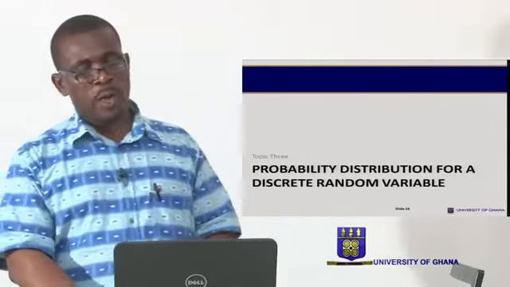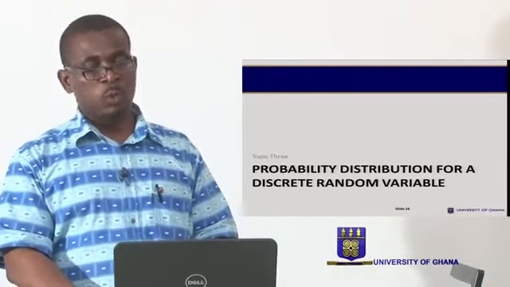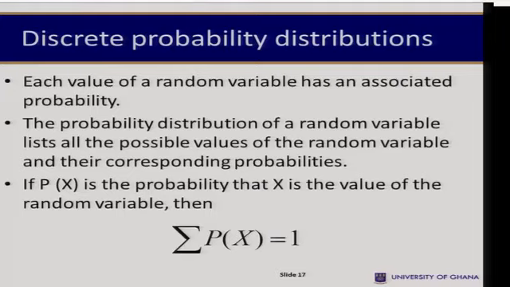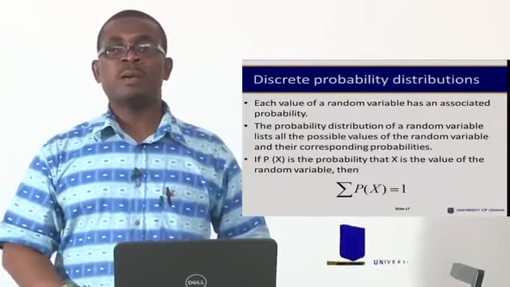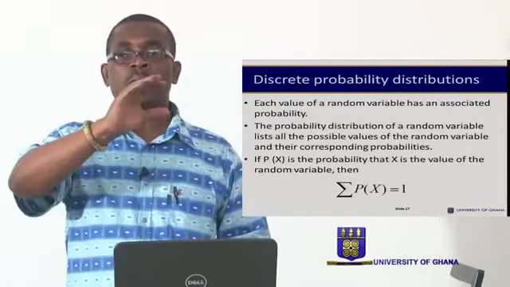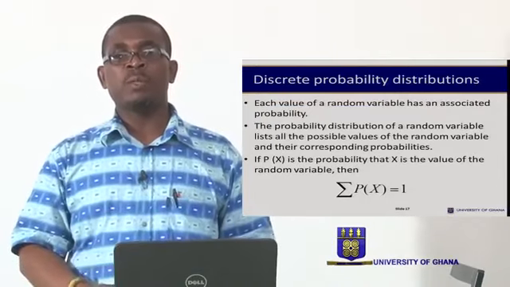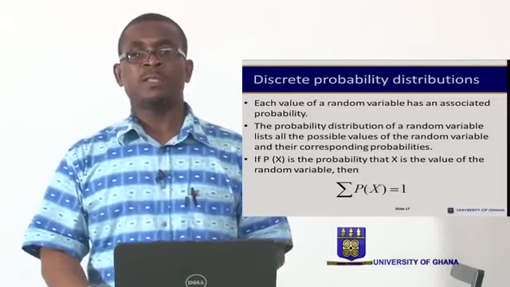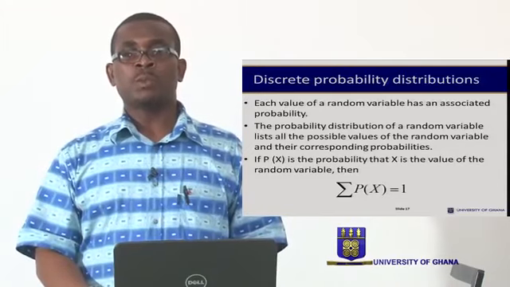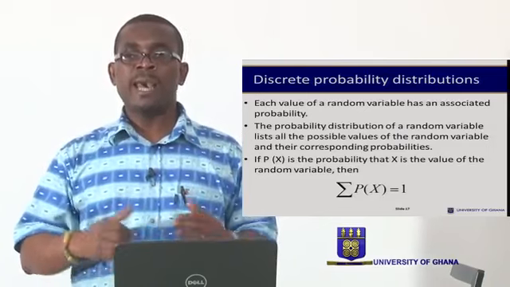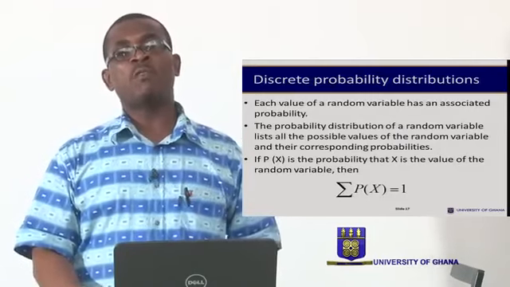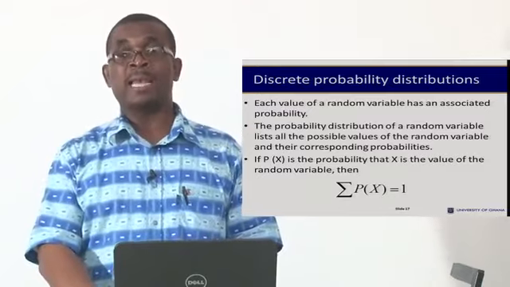Now, let's zero in on discrete random variables. So we'll look at the probability distribution for a discrete random variable. Each random variable, as we said, has an associated probability. The probability distribution of a random variable basically lists all the possible values of the random variable and their corresponding probabilities. So if P(x) is the probability that x is the value of the random variable, then we can write this formula. When we sum over all probabilities, it should be equal to 1, as we saw earlier.